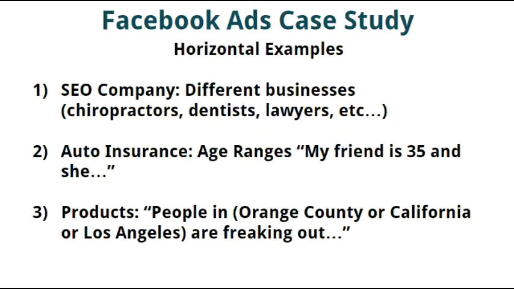So another example would be auto insurance. If you're an agent selling auto insurance, go after different age ranges and say, my friend is 35 and she, blah blah blah, got this new rate, and so on and so forth. Why you have to go the my friend route is you can't necessarily call out someone's age range. Like, are you 35 and want to get lower auto insurance? Facebook doesn't like you calling out age ranges.